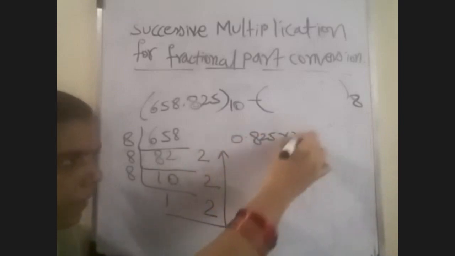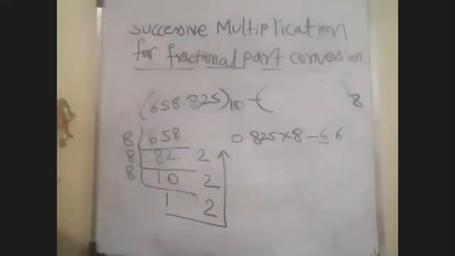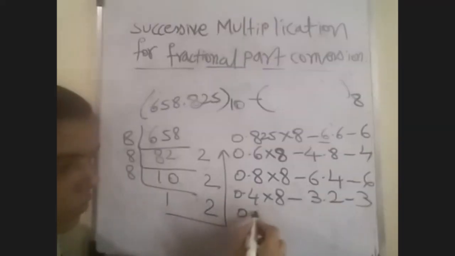0.825 into 8. What is the value now? 6.6. What is the integer part? 6. Next, again 0.6 into 8. 4.8. Again the integer part is 4, and the fractional part is 0.8 into 8. 6.4. So 6. Again 0.4 into 8.